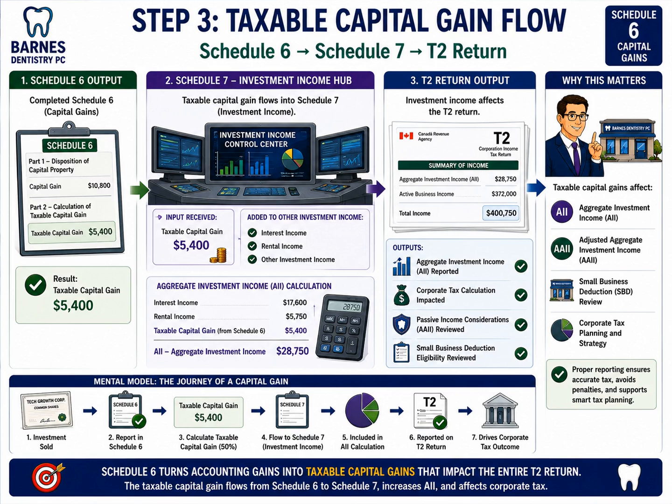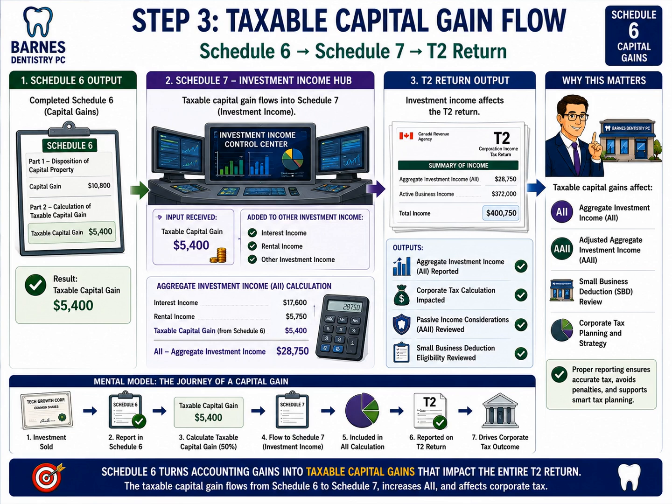Let's start on the left side of the slide. Schedule 6 has produced two key numbers. The original capital gain was $10,800. After applying the 50% inclusion rate, the taxable capital gain is $5,400. This taxable capital gain is the amount that moves forward in the tax return. Think of Schedule 6 as a processing station. Its job is to convert the accounting gain into a taxable amount. Once that conversion is complete, the taxable capital gain is passed to the next stage.